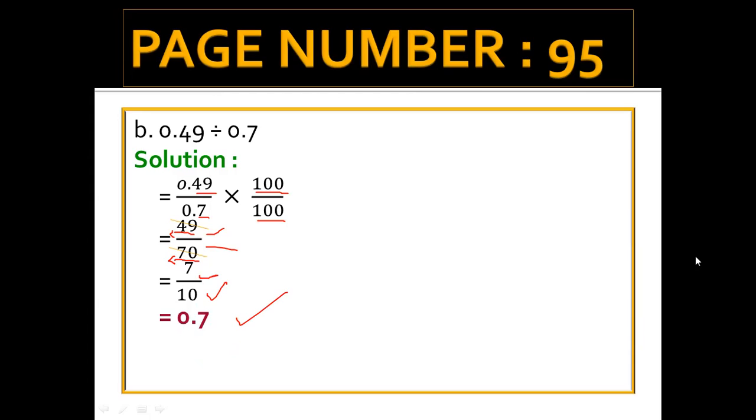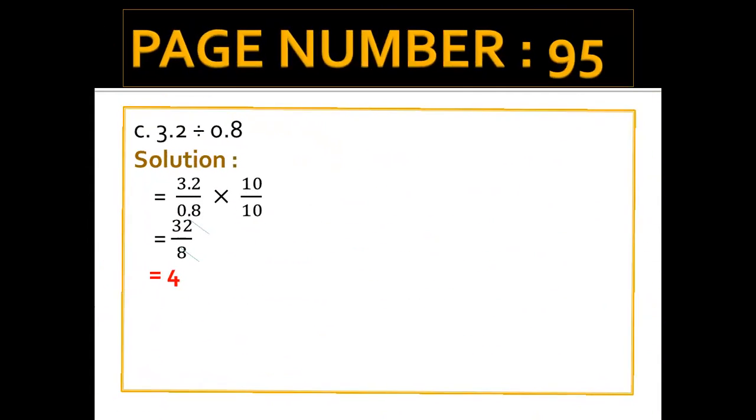Is it clear to you? In the previous part, we had only one number after the decimal in both the numerator and the denominator, so in that part we multiplied both the numerator and denominator by 10. But in this case, in the numerator, there are two numbers after the decimal. So that's why we multiply and divide this fraction by 100.